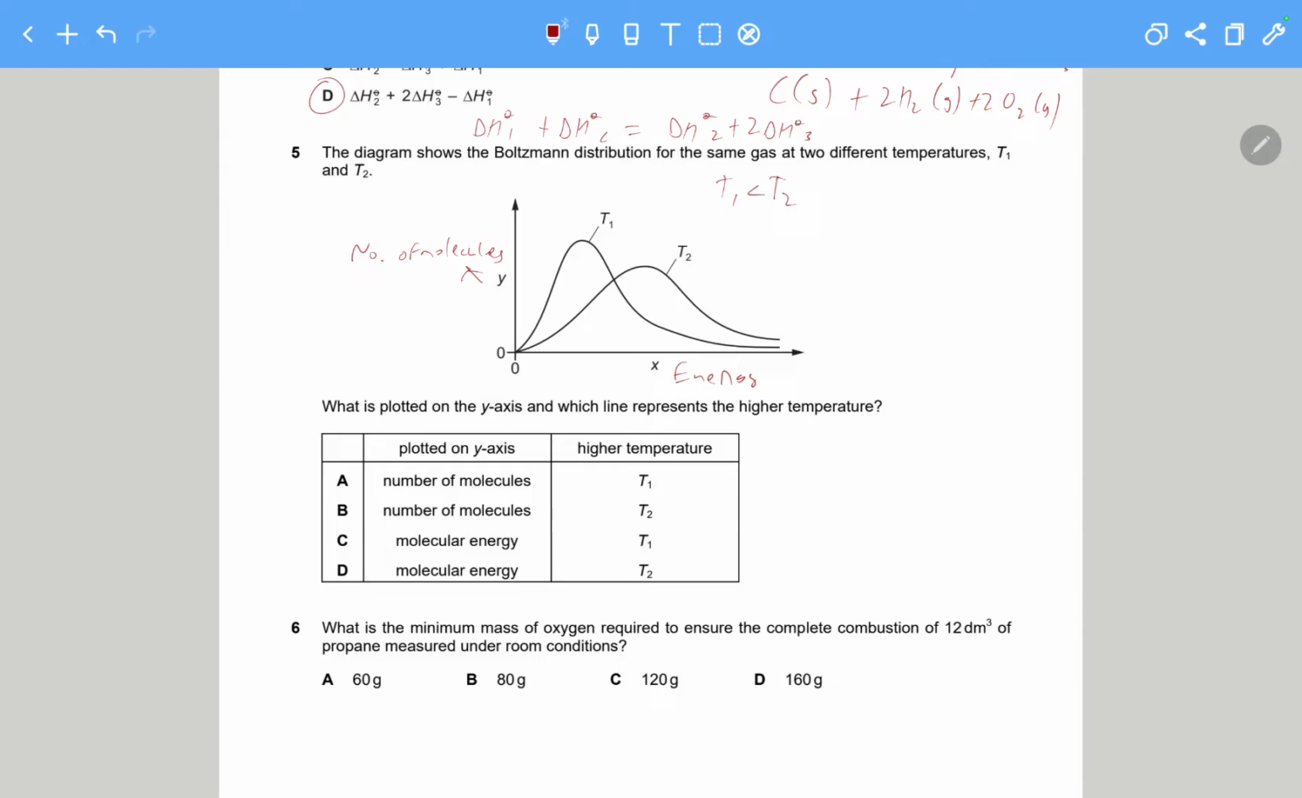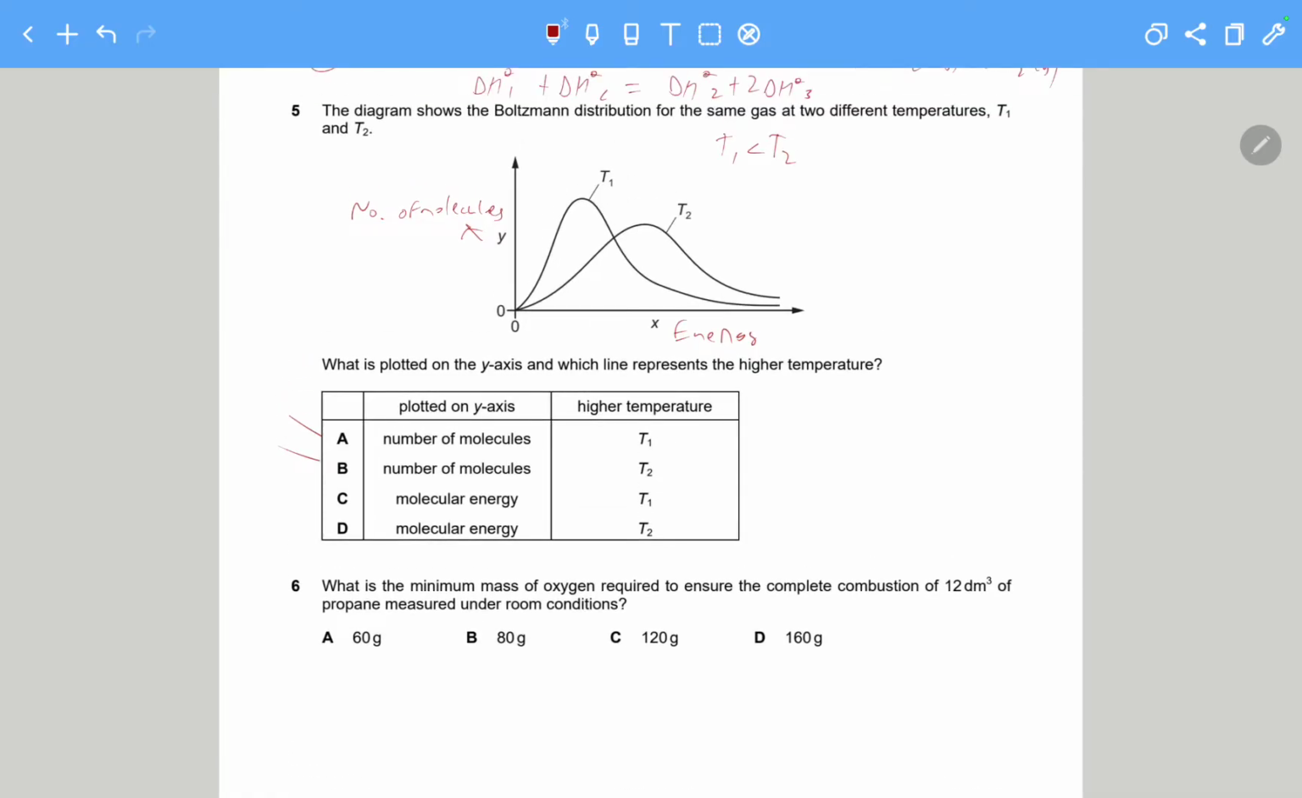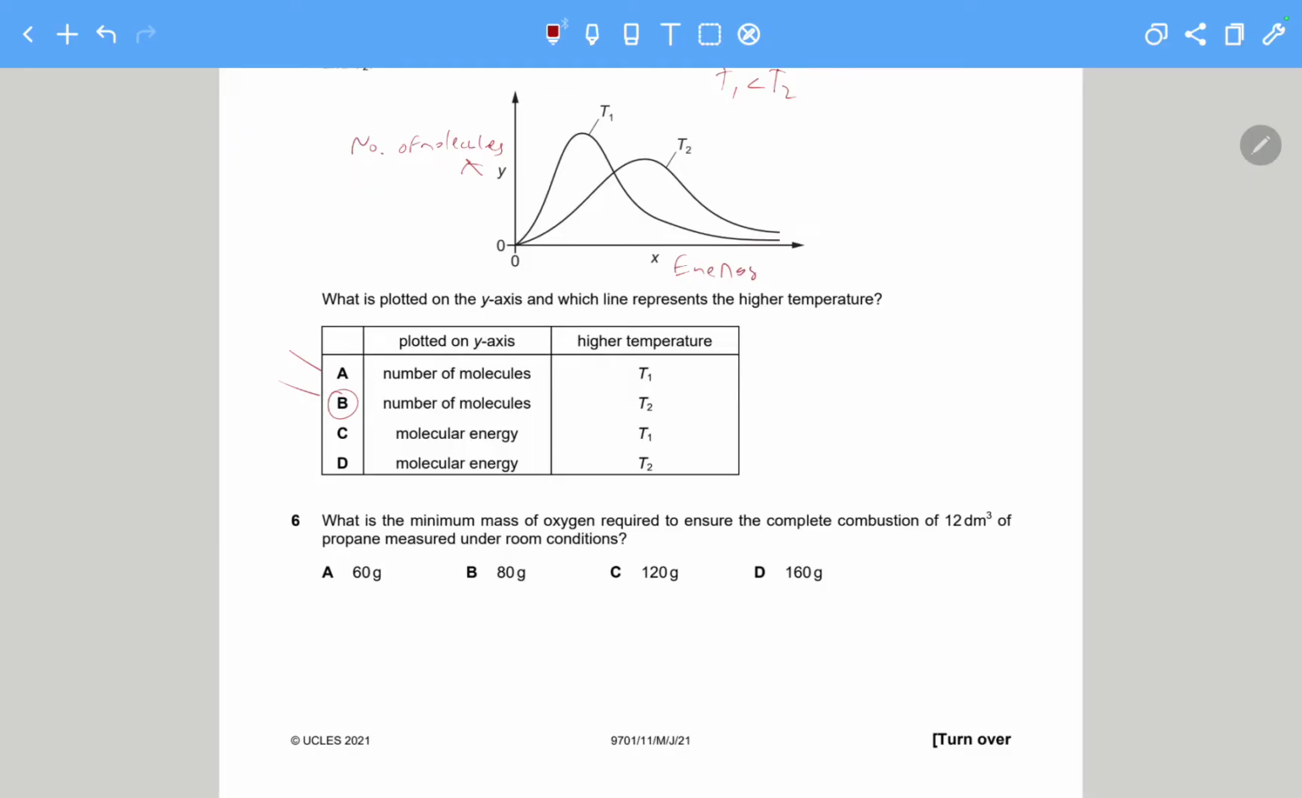Now let's read what the question is asking. What is plotted on the y-axis? We know. Let's stop there. We know this is the number of molecules. So we have narrowed the answer already to A and B. And which line represents the higher temperature? So we already know T2 is the higher temperature. So the correct answer is B. And that's how we solve these questions quickly.